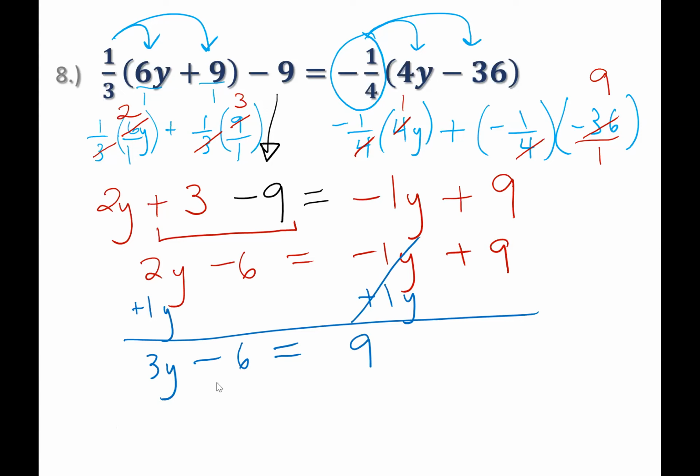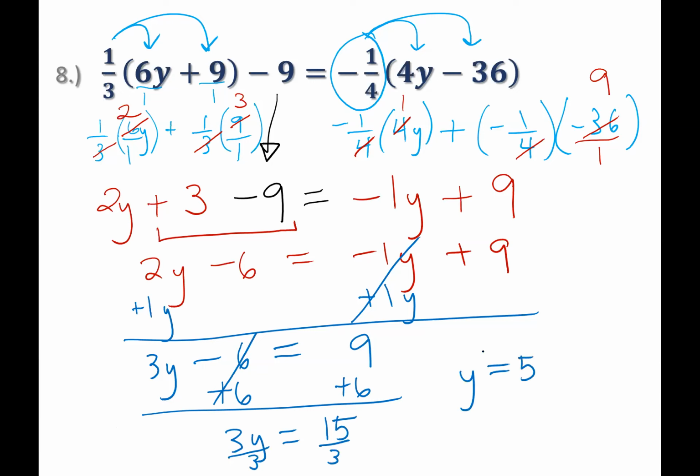Let's add 6 to both sides. Plus 6, plus 6. So what I have left on the left side is 3y equals, and then 9 plus 6 is 15. Just divide by 3 for your last step, and that becomes y equals 5. Okay, we did it. All right, good. So we finished number 8. The last thing we'll do is just check our answer here. All right, so number 8, checking.